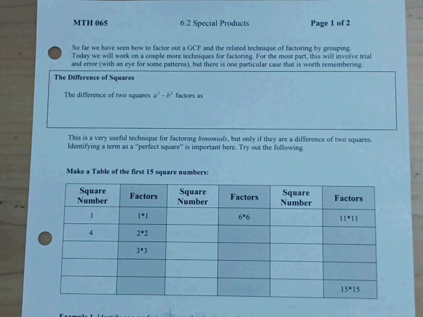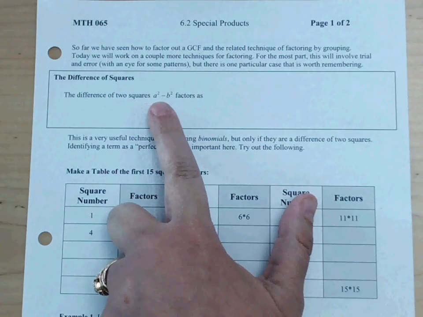So far we have seen how to factor out a GCF and the related technique for factoring by grouping. Today we're working on a couple more techniques for factoring. For the most part, this will involve trial and error with an eye for some patterns. But here's one particular case that's worth remembering. So this is what we were just talking about, the difference of 2 squares.